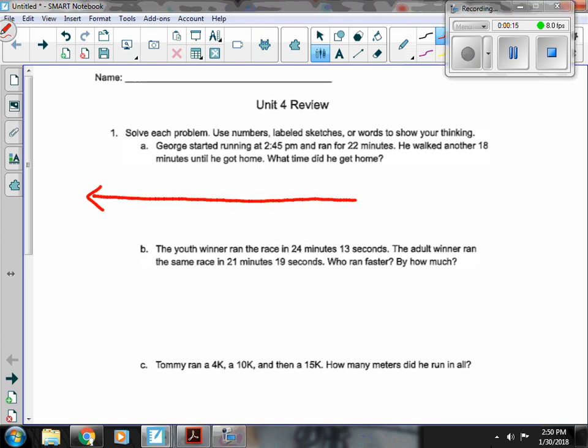So I'm going to start my number line at 2:45. And then I know I need to take 22 plus 18 to figure out the total time he was gone. He was gone for 40 minutes. So I'm going to start by doing 15 minutes to get to 3 o'clock.